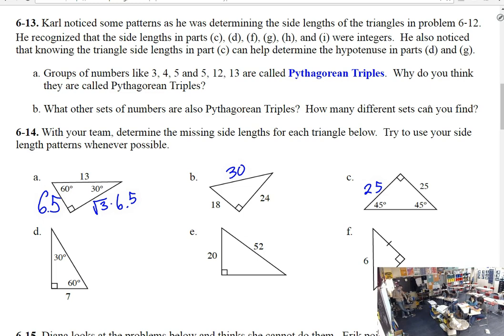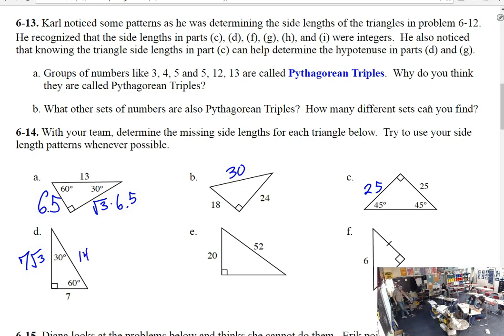We'll do some randomness here. Jenny, how do I find the long leg in D? Multiply it by, wait, okay, 7 radical 3. And the hypotenuse there is just 14.